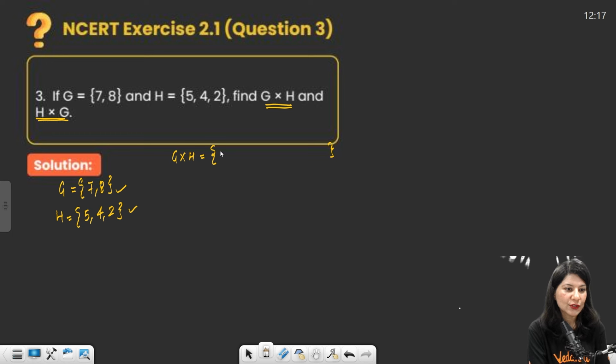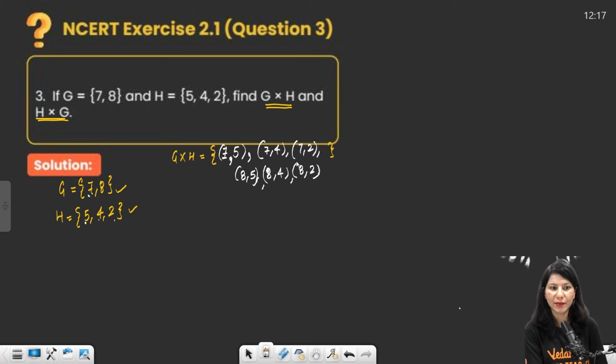So the first ordered pair will be (7, 5), then (7, 4), then (7, 2). In G cross H, the first element of every ordered pair will come from set G, so it will be either 7 or 8, and the second element will come from H. So (7, 5), next (7, 4), next (7, 2), next (8, 5), (8, 4), and (8, 2). So there will be 6 elements in G cross H.